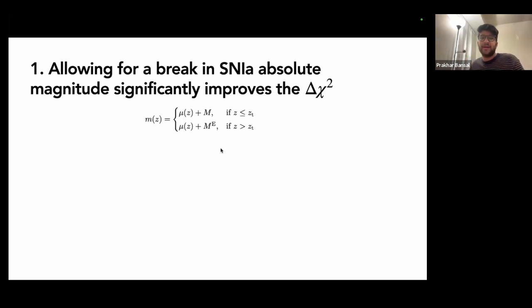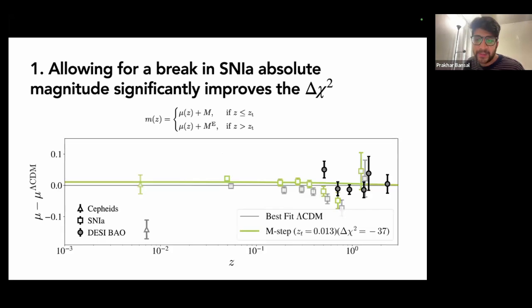Again, this is purely a toy model. I think if you go around and talk to supernovae people, they have very good reason to believe that the evolution doesn't happen, or it's not that massive at least. But later on I'll show you a physical model which is somewhat tweaked, but it still works. Okay, so if I consider this case, which we are calling the M-step model, then at the same transition redshift we get a significant improvement. This model just has two more free parameters compared to lambda CDM. Again, it's a toy model, but the point is to show that it actually works.